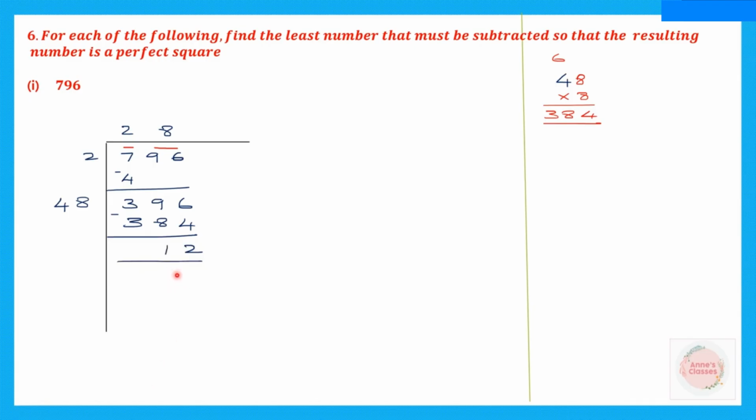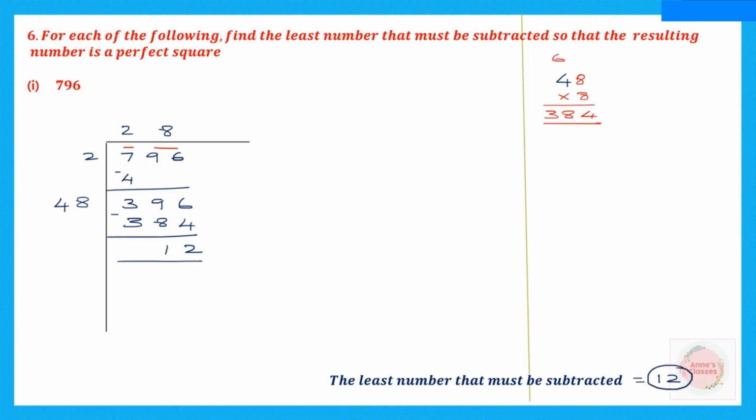Now children, this is the least number that must be subtracted so that the resulting number is a perfect square. So if I subtract 12 from 796, I will get a number which is a perfect square. Okay, so what is our final answer? The least number that must be subtracted is 12. So our answer is 12.